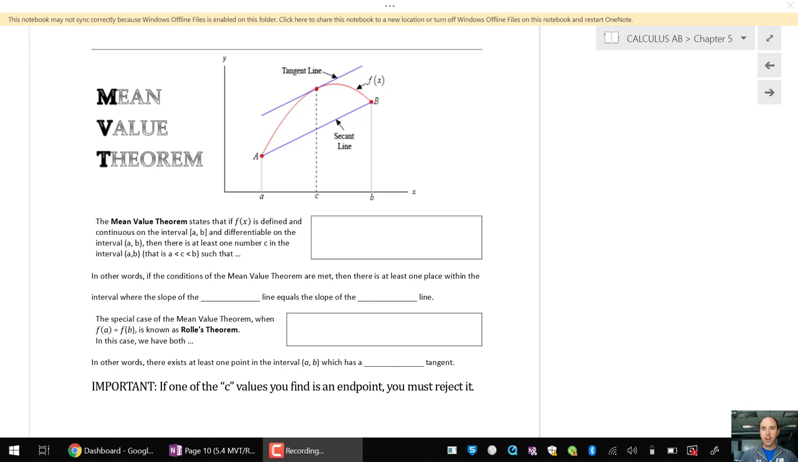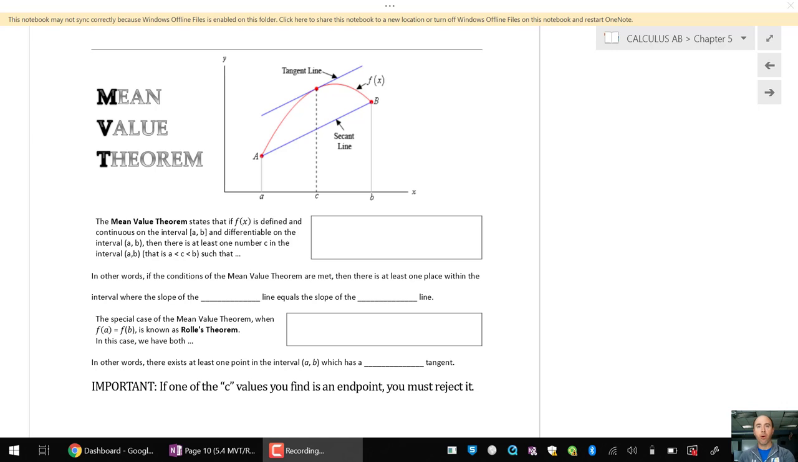This video is going to talk about a couple key theorems in calculus. Now, we've already talked about one a few units back called the Intermediate Value Theorem, and I'll review that in the beginning of this video in just a couple moments. But the main purpose of this video is to talk about a new theorem called the Mean Value Theorem.